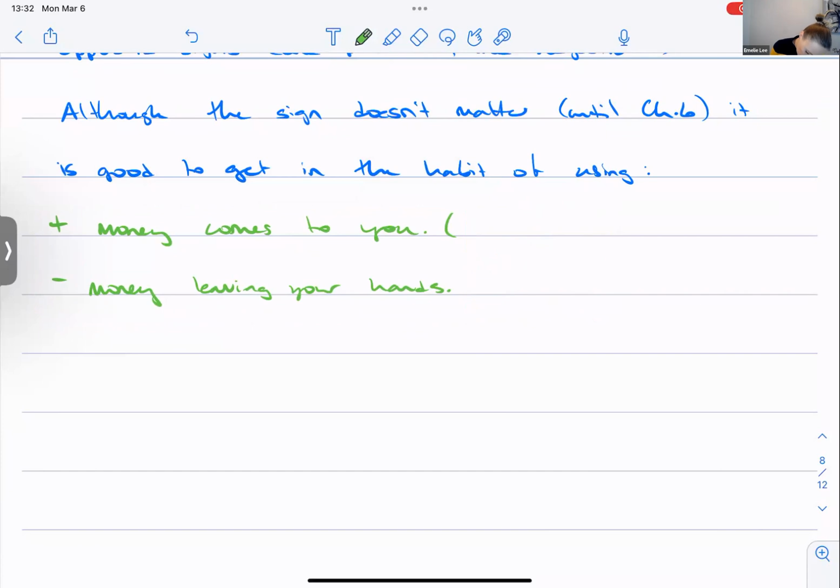So money comes to you, you borrow money, for example, or for example, you invest money, right? That's money leaving your hands. It's still yours, but it's not in your hands. That's the hardest part, I think.